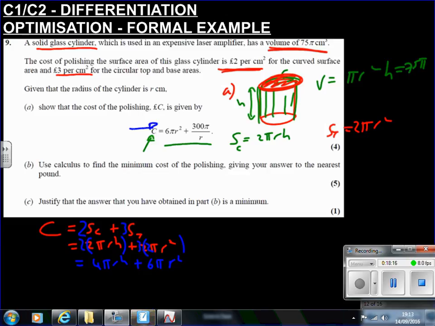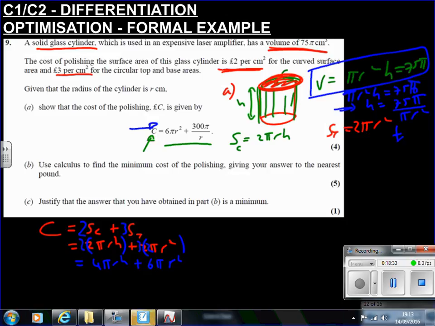And that's where this equation comes in. Because you know that pi r squared h is 75 pi, you can come up with an expression for h, can't you? So h must be 75 pi divided by pi r squared, which gives you, the pi cancels, 75 over r squared. That's helpful. And now we can whack that into our h here. So this is 4 pi r, where h is 75 over r squared, plus 6 pi r squared.